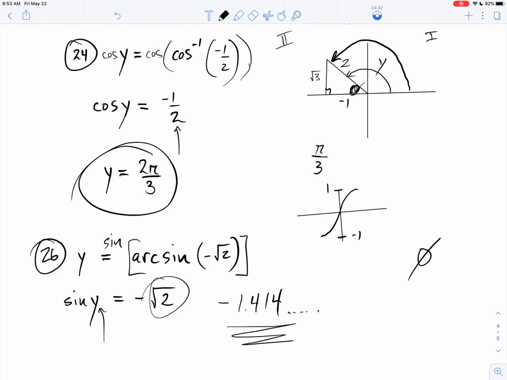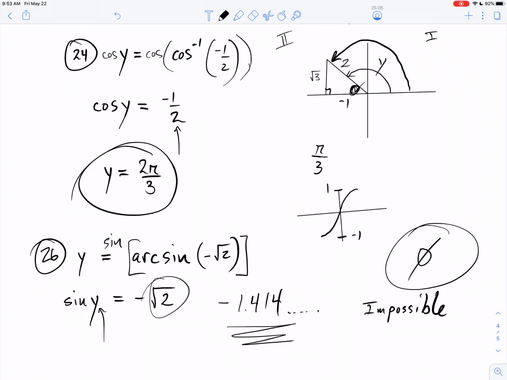Sine of what angle gives you nothing? There isn't one. So when you check your work in the back of the book, you'll find some of them it'll say the answer does not exist. Well, that's because this is a nonsense question. They're asking you something that cannot be answered. It's impossible.